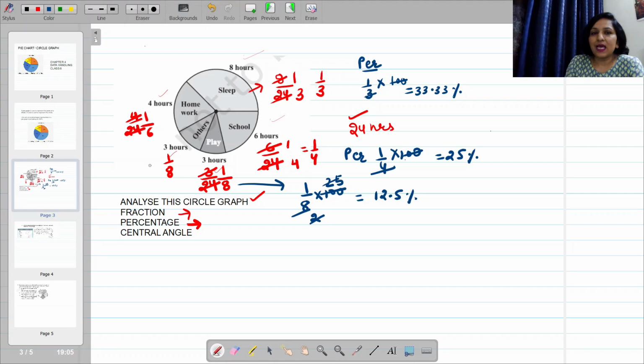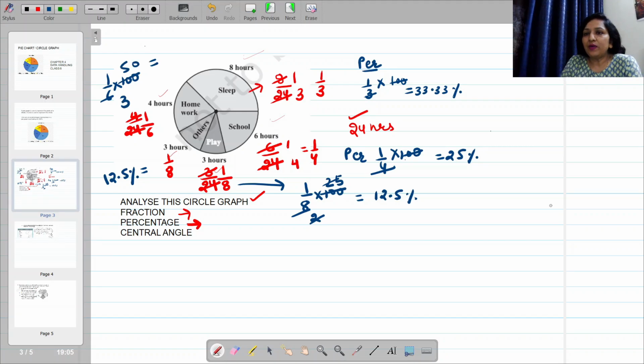Here 1 by 8 is again the same. So percentage here once again will be 12.5%. Last one is 1 by 6. So 1 by 6 multiplied by 100. 2 threes are 6. 2 fives are 10. 0. Now have a look here.